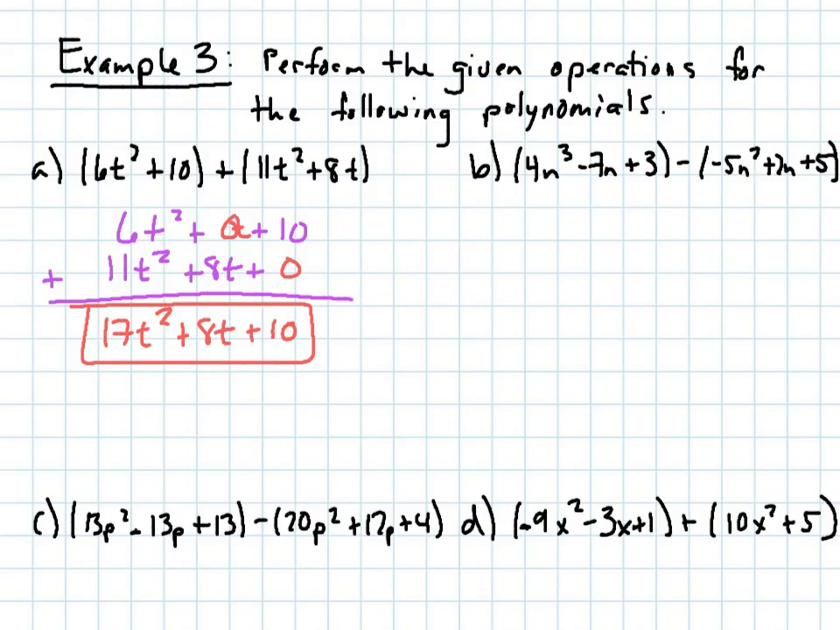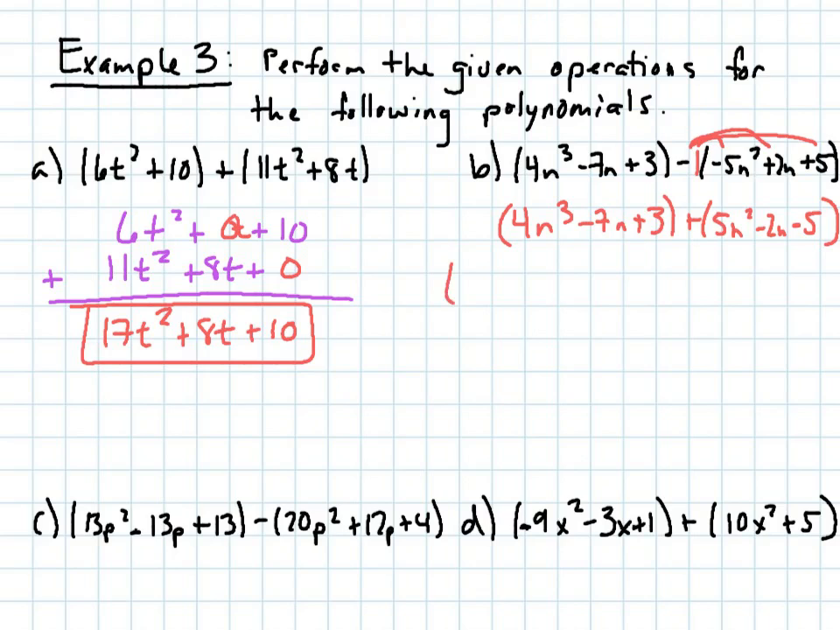So let's do horizontal for this next one. So here I want to group these. Now first I got to distribute my -1 through. So 4n cubed minus 7n plus 3. And then I get a positive 5n squared. And then a negative 2n minus 5. Okay, notice how each sign changed again.